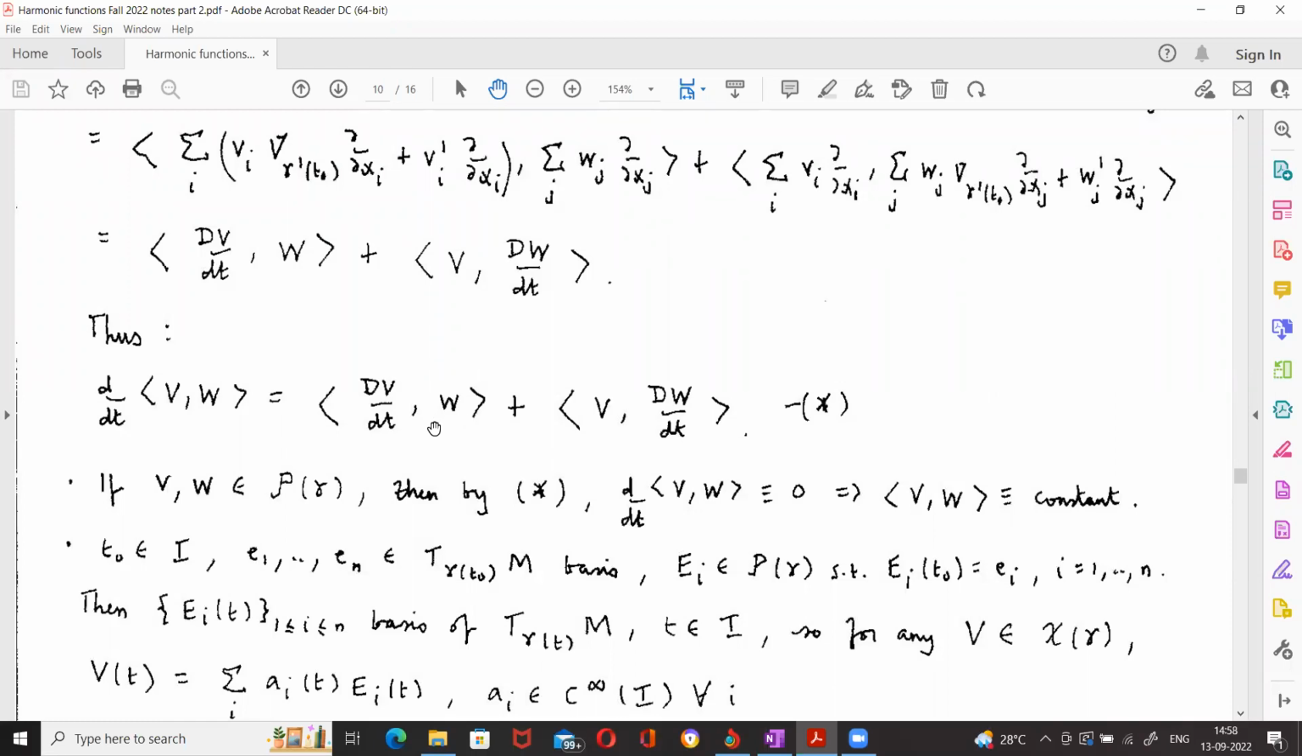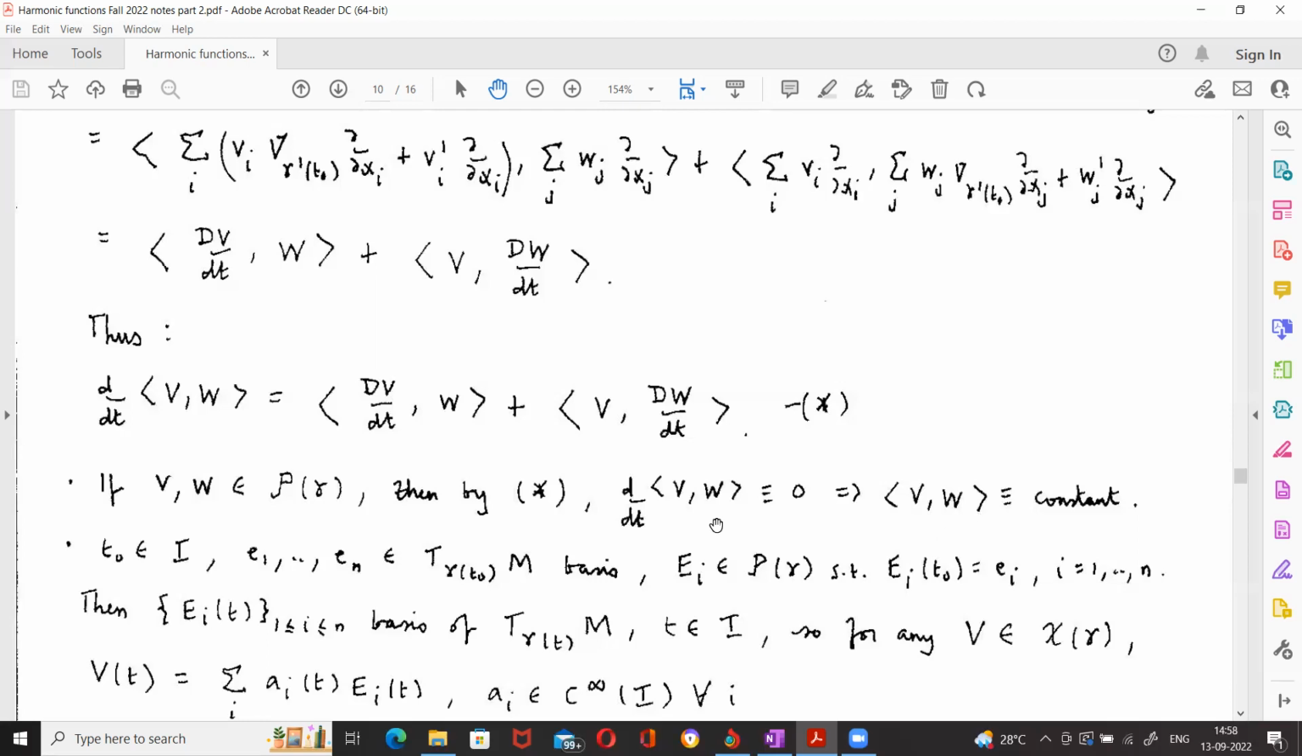So this has many consequences. For example, if V and W are parallel, then this tells me that d/dt of the inner product of V and W is going to be 0, right? Because dV/dt is 0 and dW/dt is 0. So that tells me that the inner product between parallel vector fields will be constant.